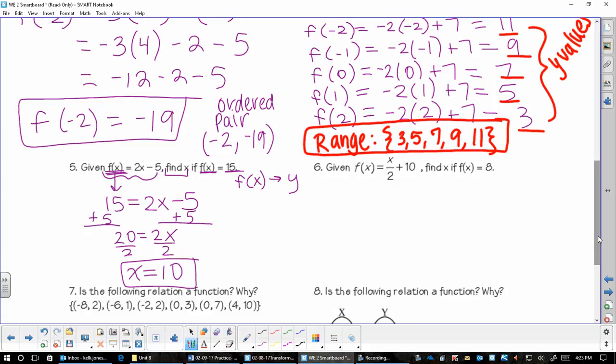Okay? So if you wanted to, you could go back and check, couldn't you? If I am correct, then this means that when x is 10, the y should be 15, meaning if I input 10, the output should be 15. So I'm going to go back and check it. This would be f of 10 equals 2 times 10 minus 5. Well, 2 times 10 is 20. 20 minus 5 is 15. Did we get it right? We did.